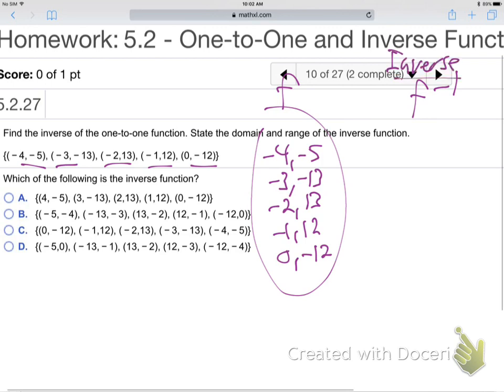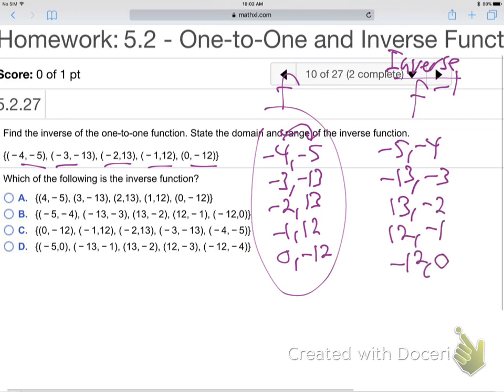The inverse function is just going to switch the x's and the y's. So it becomes -5, -4; -13, -3; 13, -2; 12, -1; -12, 0. There's the inverse. So whichever one does that, is it B? Looks like B, yeah. Good. Just switch x and y's. That's an inverse function. Want to move along? You're good.